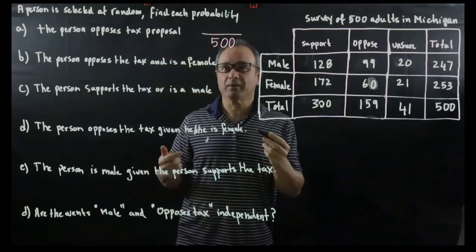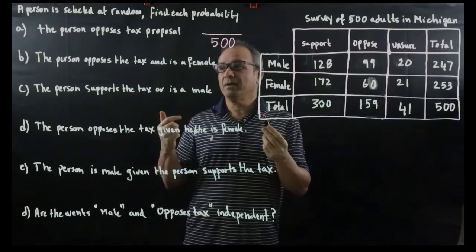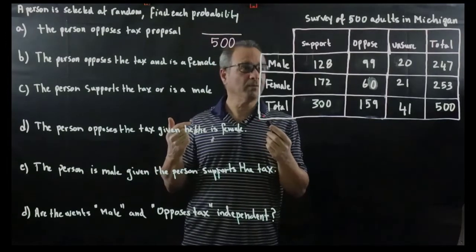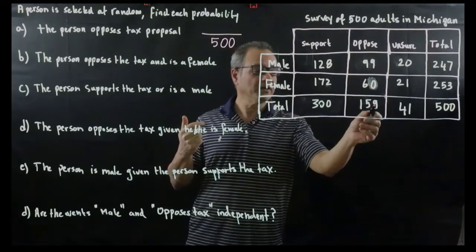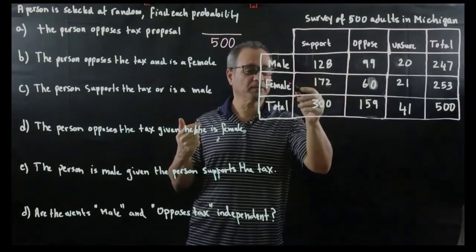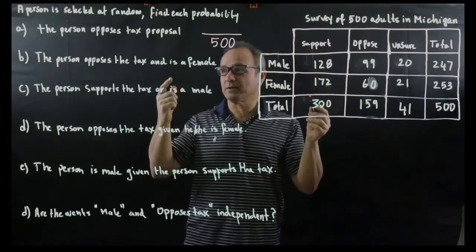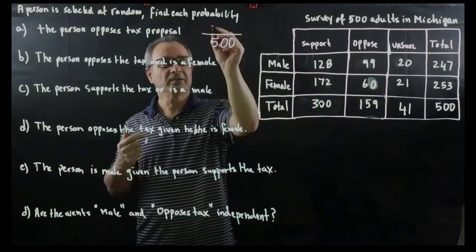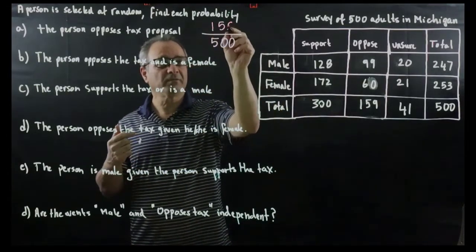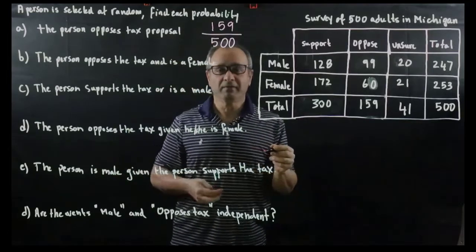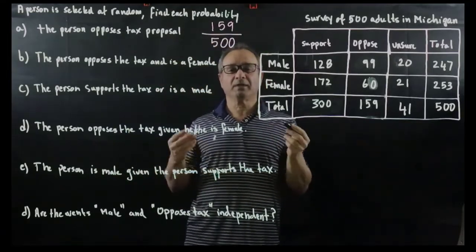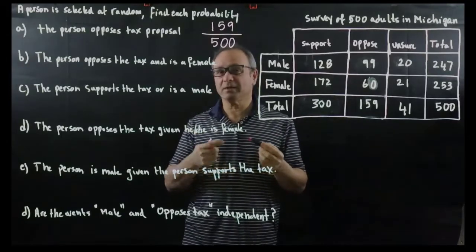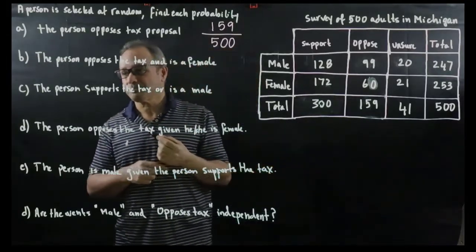Now ask yourself a question. How many outcomes would work in the favor of opposing tax proposal? So how many oppose? Well, there were 159. We don't care whether the person is male, female. We just say it's the person. It doesn't say female or male, so oppose tax 159. So the answer will be 159 divided by 500. If you were asked to round the answer to 2 or 3 decimal places, just do the division, but I'm just going to keep the fraction there.